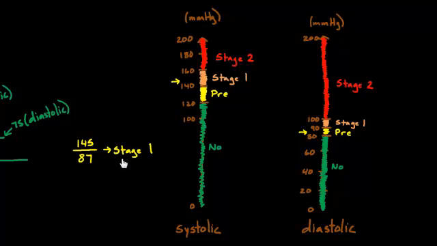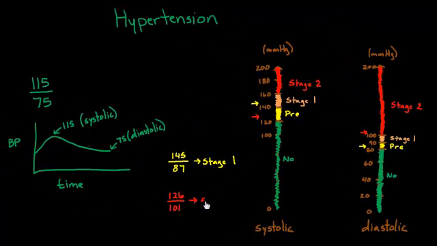Now we can do one more example just to make sure you get it. Let's do a different color. I'll do the next one in red. So you have, let's say, 126 over 101. Well, this person, 126, is right here, and 101 is right above the 100 mark, right there. So this person is pre-hypertensive if you're looking at just their systolic value, but they're actually in stage 2 hypertension if you're looking at their diastolic value. So overall, they're going to be in stage 2, because the rule again is that you go with the higher stage. So that's how you figure out what stage of hypertension someone's in.